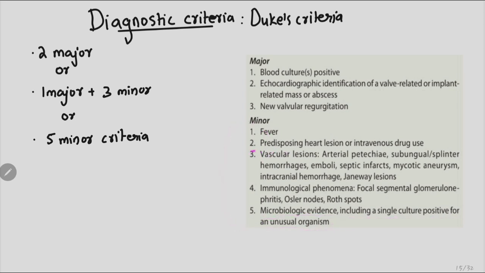These mainly include the clinical features of infective endocarditis. And also one more is microbiological evidence including a single culture positive for an unusual organism, an organism that usually does not cause infective endocarditis. Okay, so that's all about infective endocarditis.